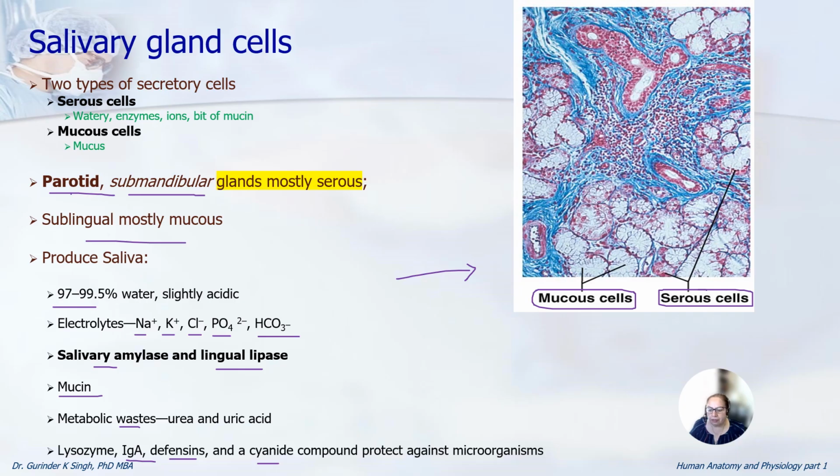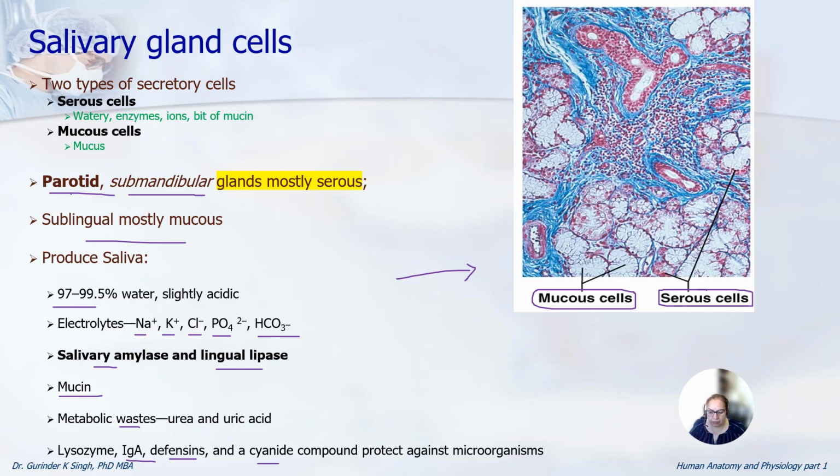Now, what is saliva? Saliva is 97 to 99% water, and it is slightly acidic in nature. It contains electrolytes like sodium, potassium, chloride, phosphate, and bicarbonate. It also contains enzymes like salivary amylase and lingual lipase. As I mentioned earlier, it also has mucin, which dissolves and gives you mucus. It can have some metabolic waste like uric acid and urea.